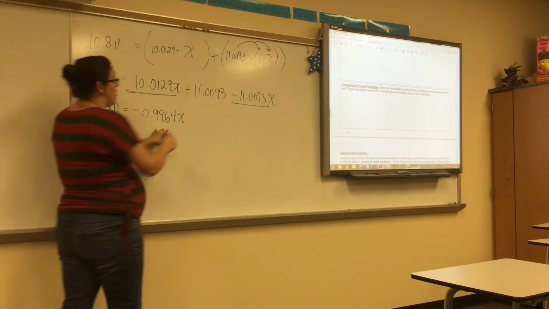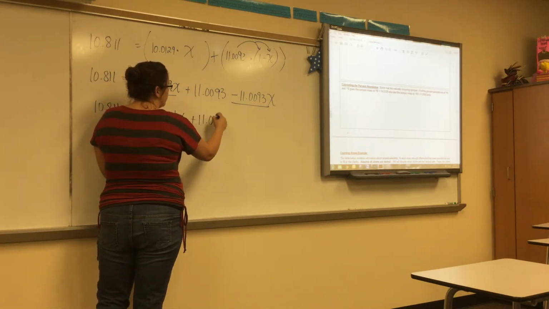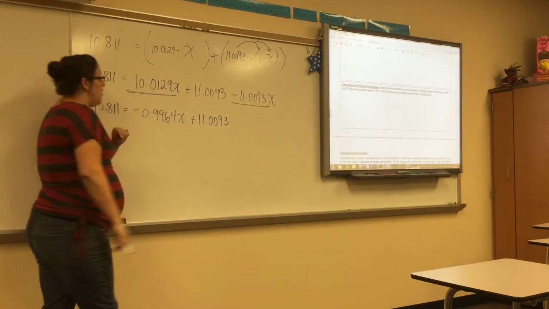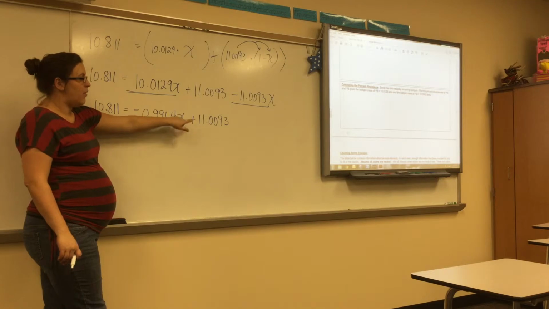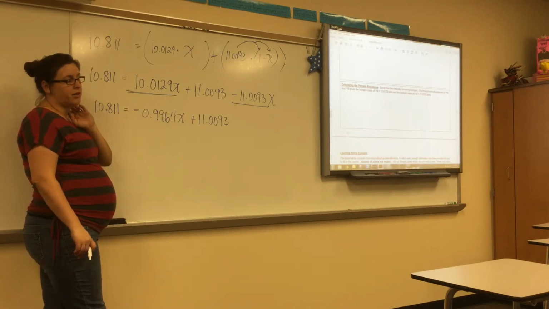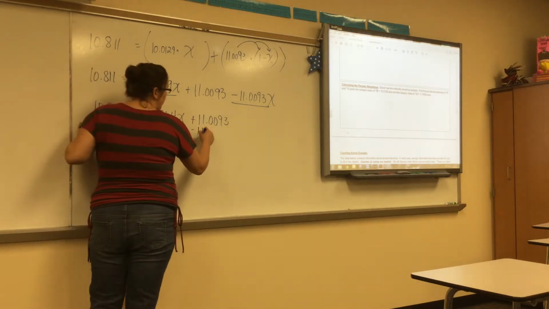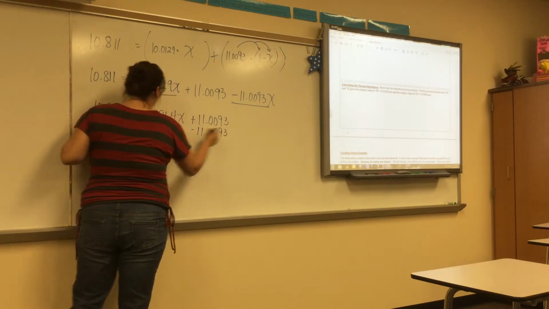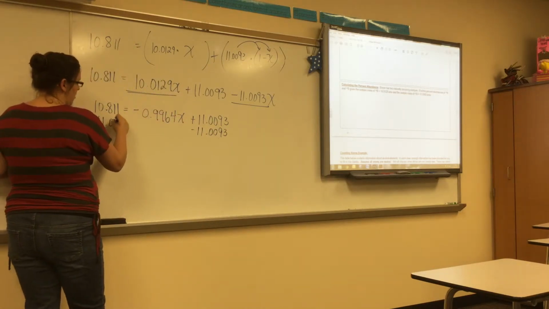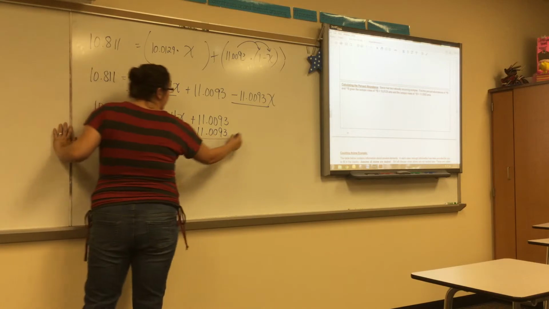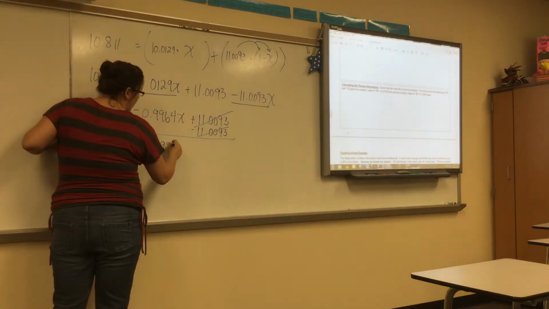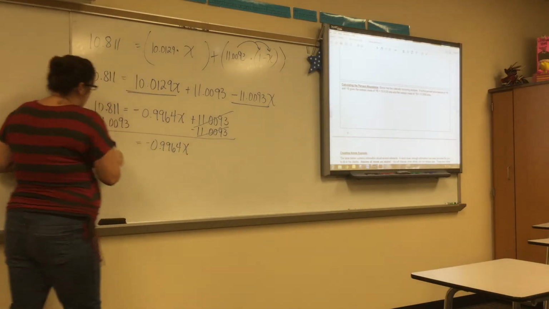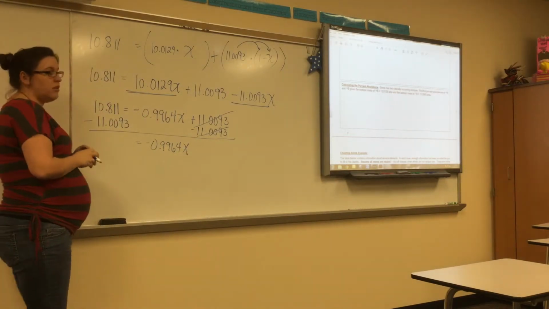So that, and then this is plus 11.0093. Now, if I want to isolate my x term, how do I get rid of the 11.0093? Subtract. You subtract it from both sides. Very good. Now, this cancels here, leaving me with negative 0.9964x.